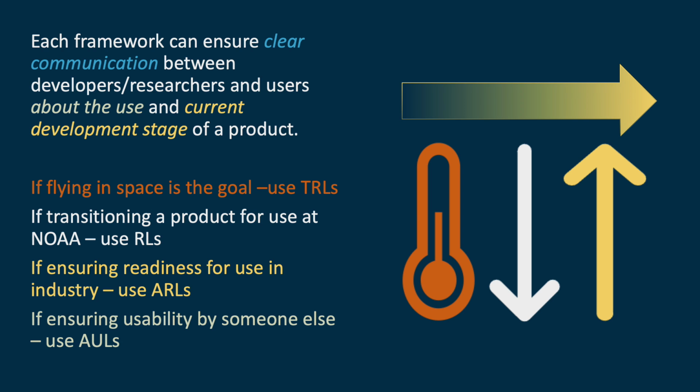The AULs have the added benefit of having the user and researcher agree upon metrics to achieve throughout the AUL phases. So when using the AULs, the user and developer may decide to use the TRLs or RLs as the metrics which need to be met. So I hope that this has helped identify different types of tracking frameworks, why you might want to use one, and how they might be used in different situations.